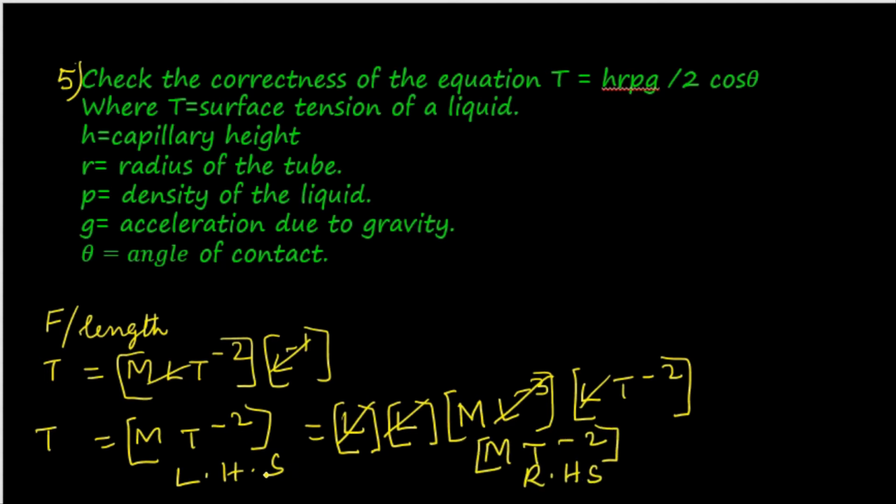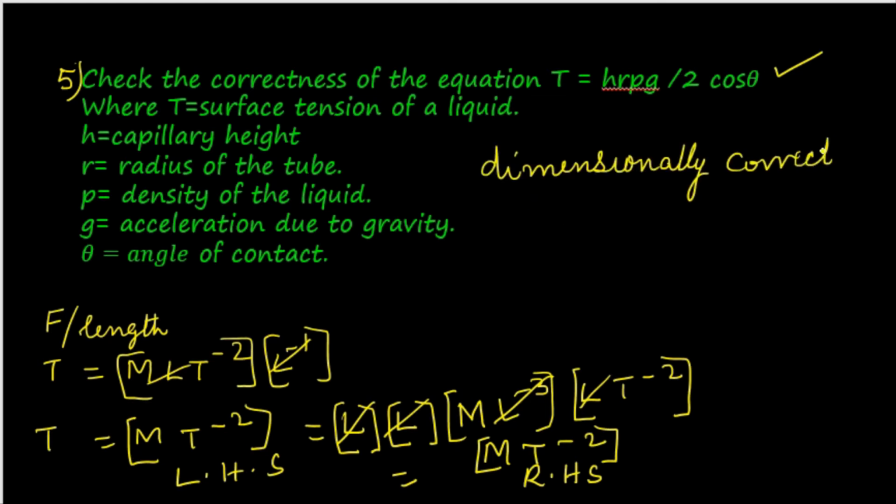So we find the left hand side and right hand side are the same. So here we find the principle of homogeneity is agreed. Left hand side and right hand side are coinciding. They are the same. So we conclude that this equation is dimensionally correct. We omitted the quantity 2 cos theta in the denominator because it is a dimensionless quantity. This equation is dimensionally correct.